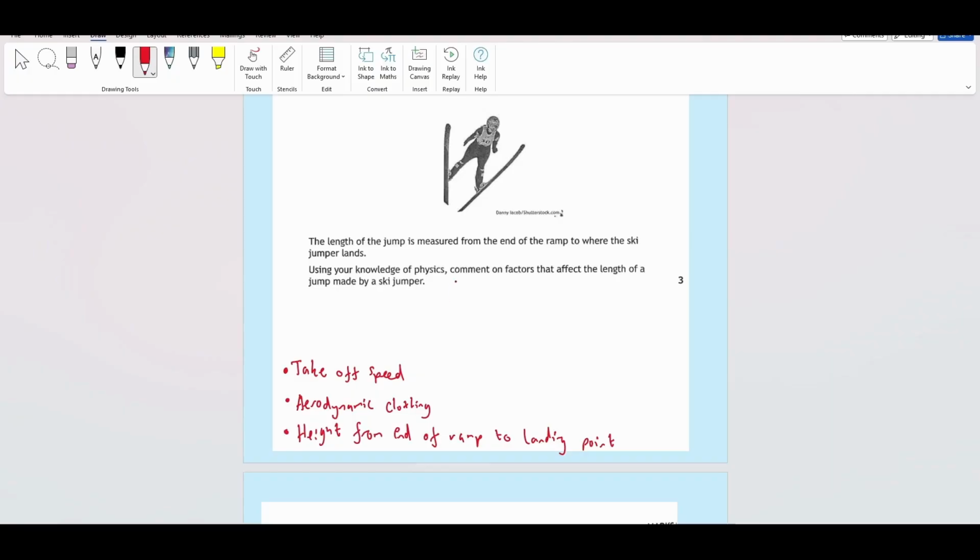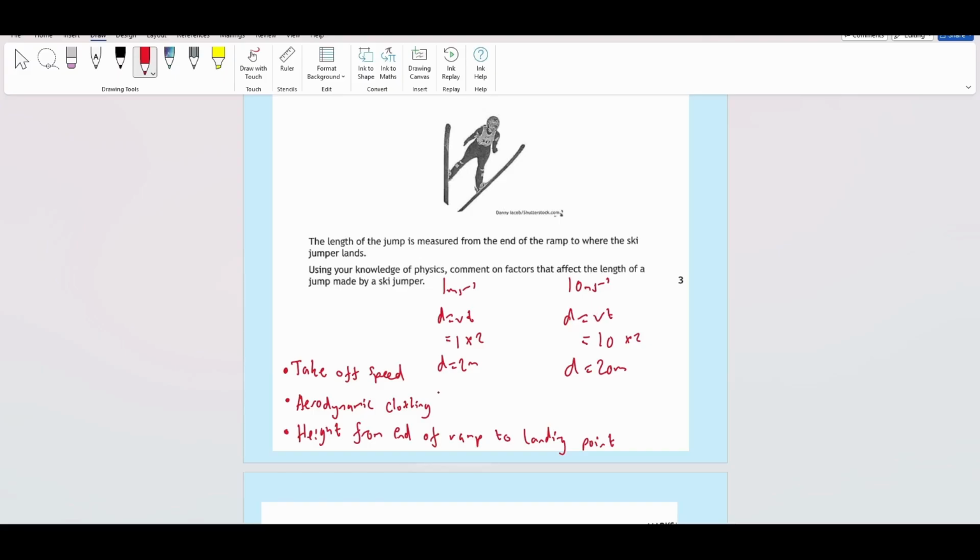So imagine you have a ski jumper moving at 1 meter per second, and since d equals vt, the time is the same. Let's assume the time is 2 seconds in the air. Then the distance traveled will be 2 meters. And now if you have a ski jumper traveling at 10 meters per second when they go down this ramp, since d equals vt, if this is 10 and this is 2, because acceleration due to gravity is the same for all objects, these two ski jumpers will be in the air for the same amount of time. The distance traveled here will be 20 meters. So obviously the takeoff speed will affect the length of the jump made by a ski jumper.